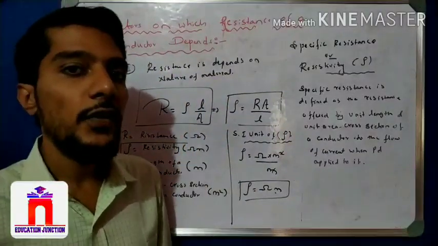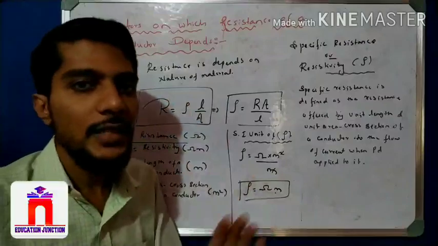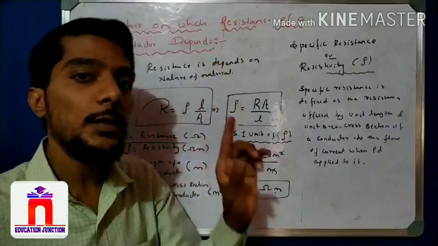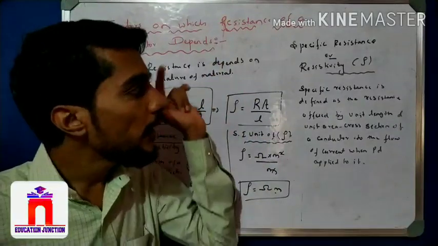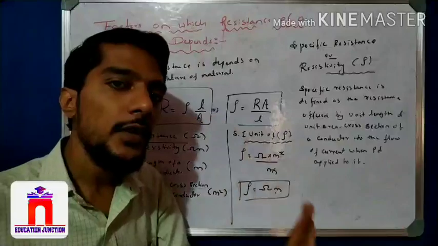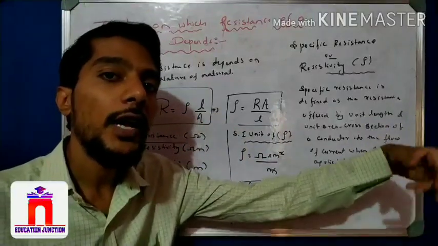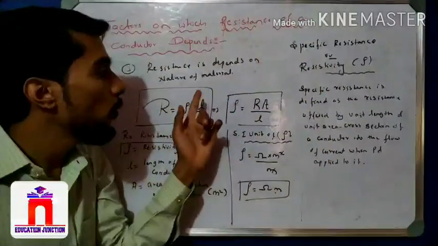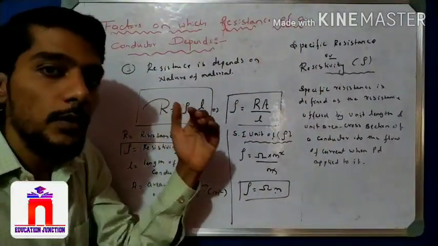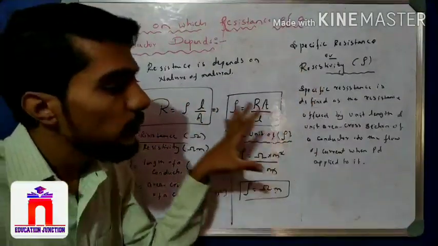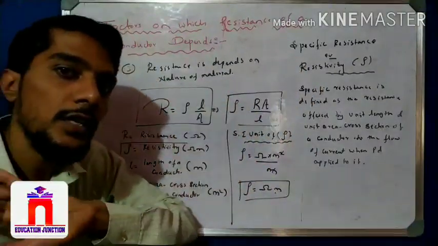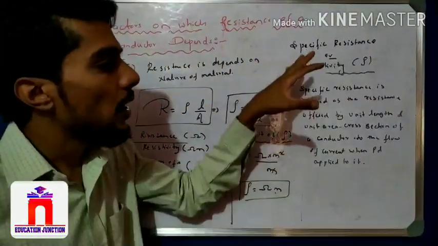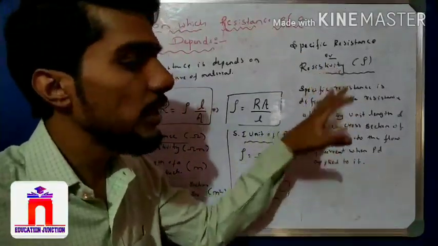Specific resistance is defined per unit length and per unit area, that is the difference. Resistance is also a property, but in that case we do not discuss the length and area. When resistivity comes, we define it for a conductor whose length is one unit and area of cross section is one meter square. That is why we call it resistivity, students.